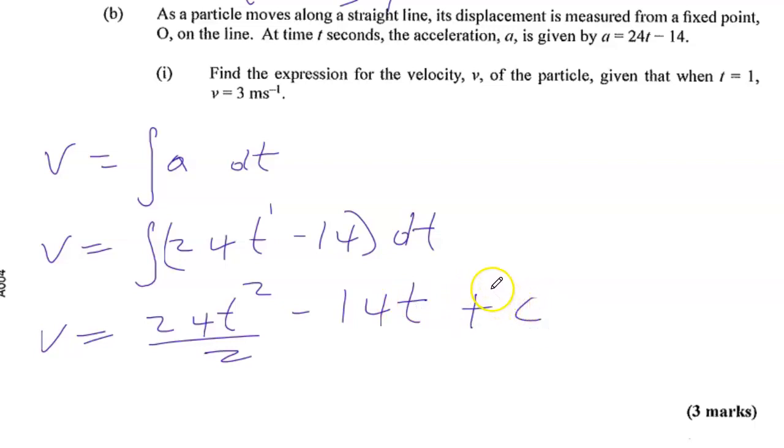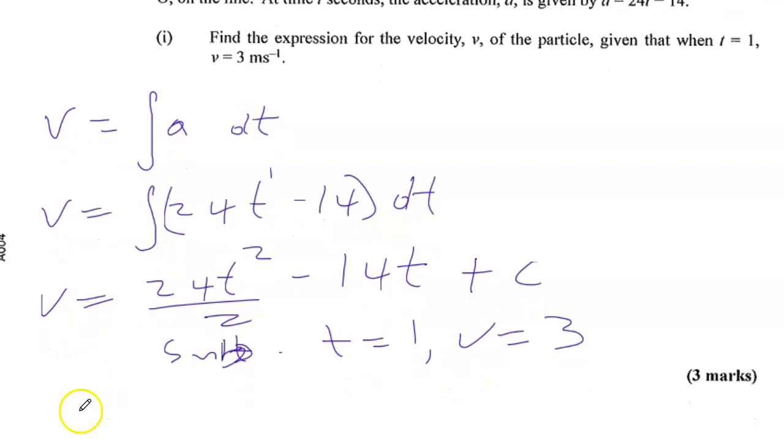So find the constant. We're told that t is 1. We're going to substitute t is 1 and v is 3. That will help us to calculate the constant. So replace the v with 3.